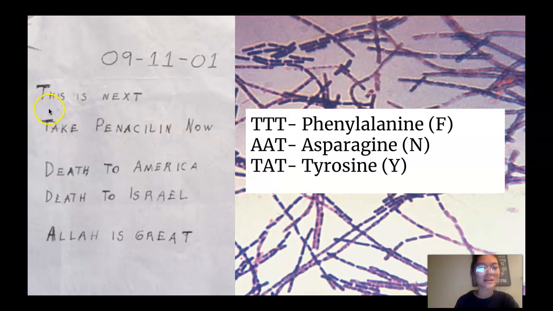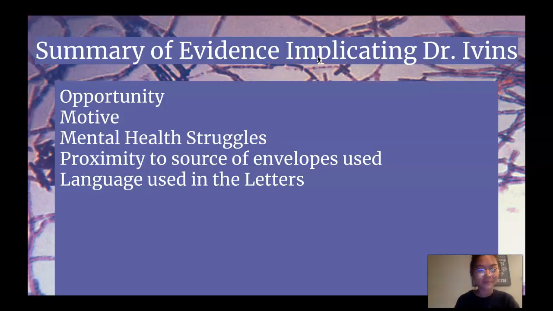So here we can see that some of the letters are bolded, so there's T, T, T, A, T, T, A, T, and that's phenylalanine, asparagine, and tyrosine, and the singular letter identifications is F and Y. Now, people knew that he really hated New York, so people suspect that what he really wanted to say was F New York. So next we have consciousness of guilt.